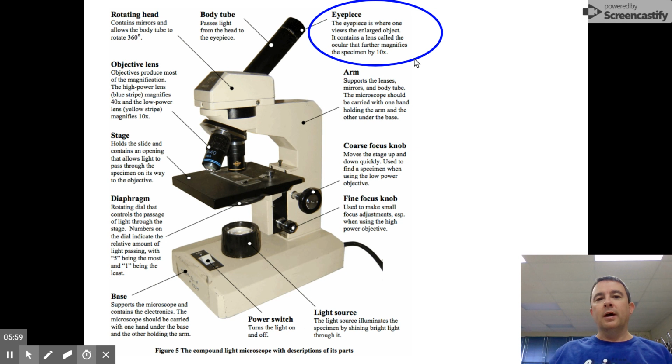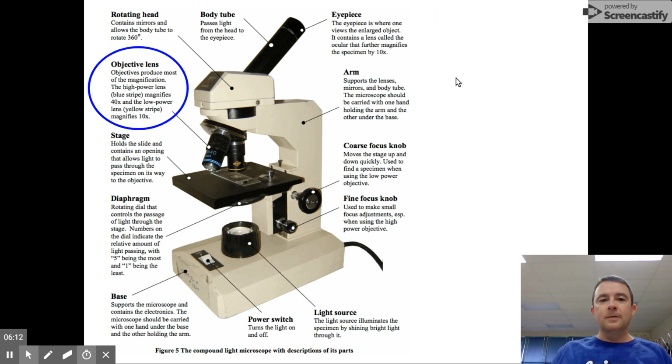I don't know how well you can see this, but it tells you here in the fine print that this particular lens has a power of 10x, which means it magnifies, makes the object look 10 times larger than it really is.